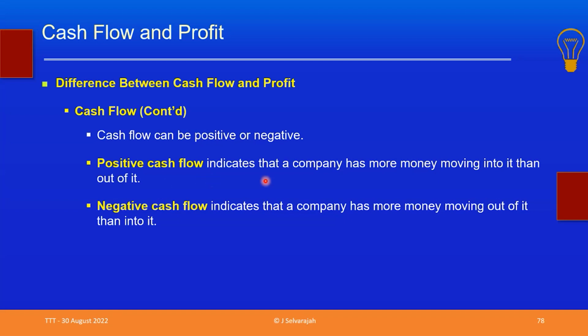Positive cash flow indicates that the company has more money moving into it than out of it. Is it good or bad? Technically good, sometimes too good, because you're keeping money for what? Money must be used to work. Money must work itself. So if you've got money, increase your purchases, sell more goods. If the market is not there to accept the goods, change line, do something else, invest in something else, right? Negative cash flow indicates that the company has more money moving out of it than into it.